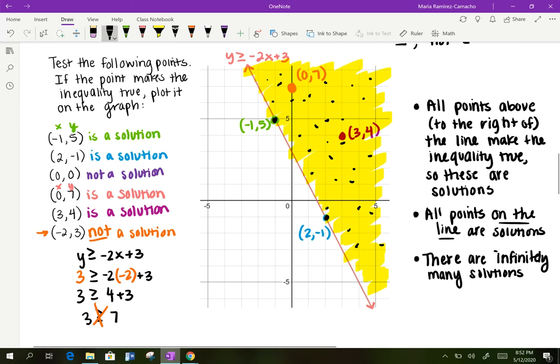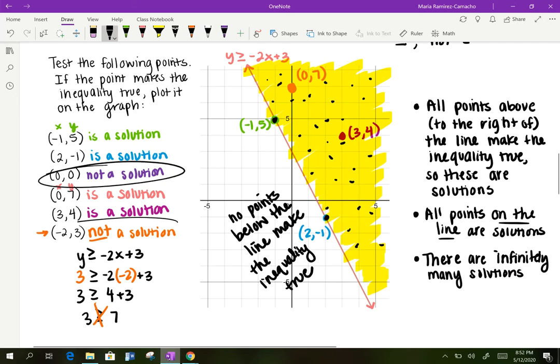And that is it. Okay. For this specific example, no points below the line make the inequality true. Okay, we saw this in 0, 0 and -2, 3. Both of those points are here and here. They're below the line, they don't work. So in this case, all of our solutions are above the line.